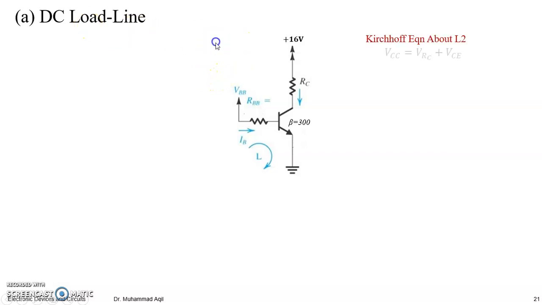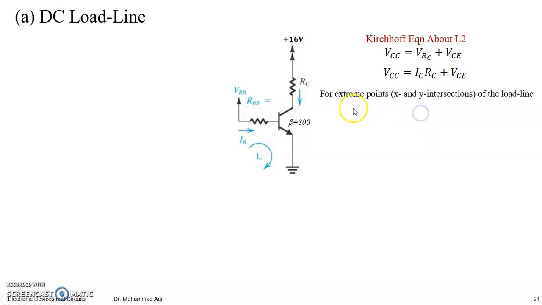So for the load line first, Kirchhoff's equation at this output loop: VCC, VRC, VCE, no RE, so no VRE. Or using Ohm's law, we can replace this V equal to IR. So VRC is ICRC, right?